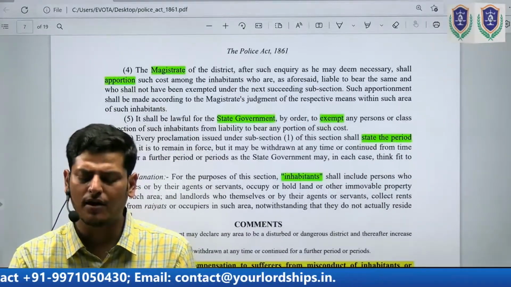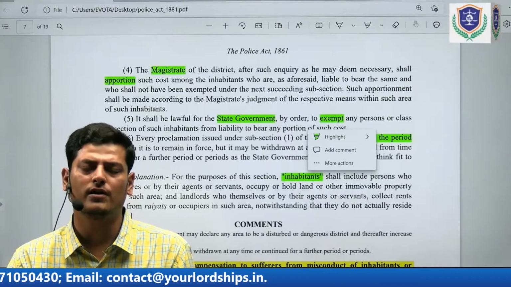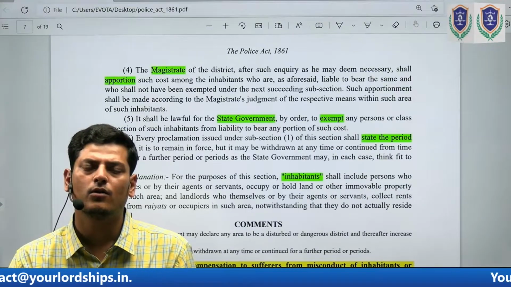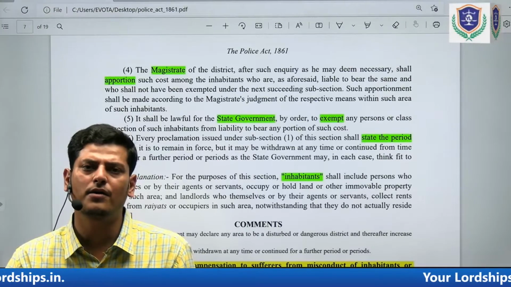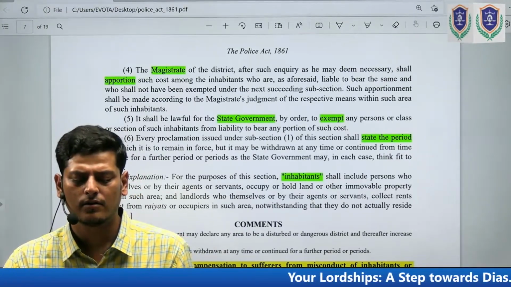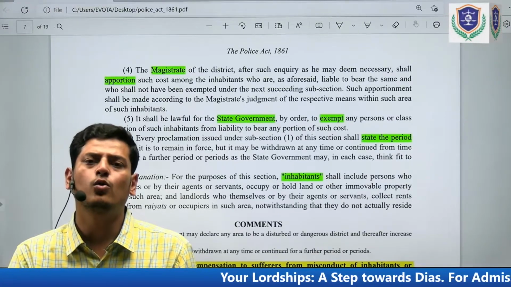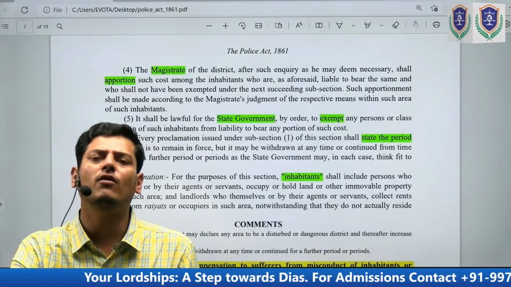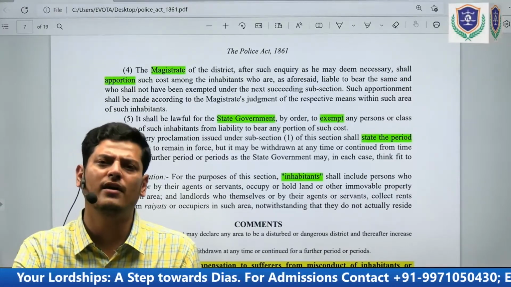And the cost again shall be borne by the inhabitants who are living in that area. So the definition of inhabitants may also be asked in an explanation, what inhabitants means. Cost will be borne by the inhabitants. State government may exempt also certain inhabitants. And who will apportion as to what cost will be paid by whom? The apportionment of that cost, who will pay how much, if you are liable.